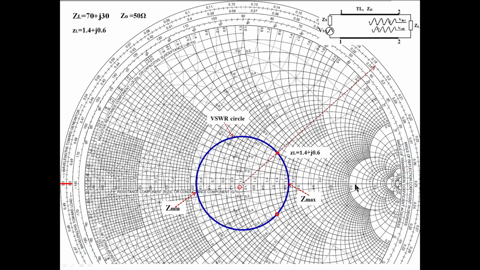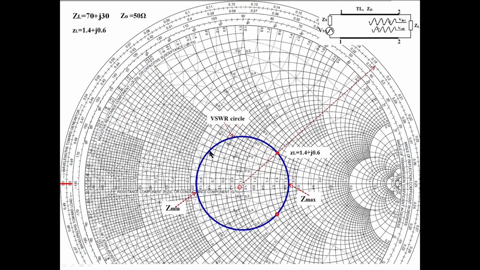Reactance circle: this is the x equal to 0 circle. Reactance is 0 and resistance is 1.8, so the impedance at this position is 1.8 plus j0. Impedance at any point over the circle we can read. This is the VSWR circle, which means the impedance on the transmission line.